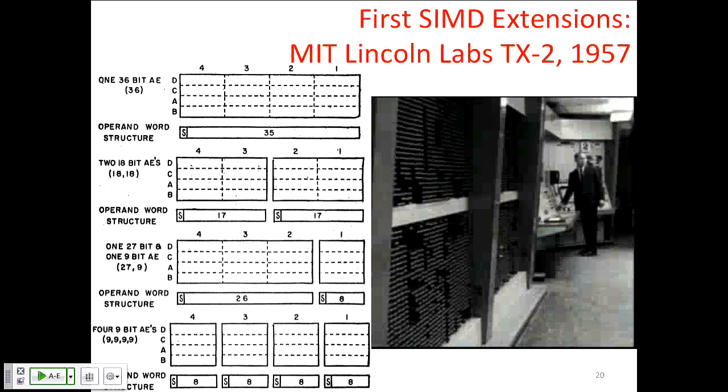Now, this is not a new idea. This is a very old idea, and so I like to put this slide up. I think this is the first machine that had these SIMD extensions, the MIT Lincoln Labs TX-2 from 1957. So that's quite an old machine now. It had a 36-bit word, but you could treat each 36-bit register as two 18-bit values or as four 9-bit values. So you could break up a register and do parallel operations on the subwords in the register.